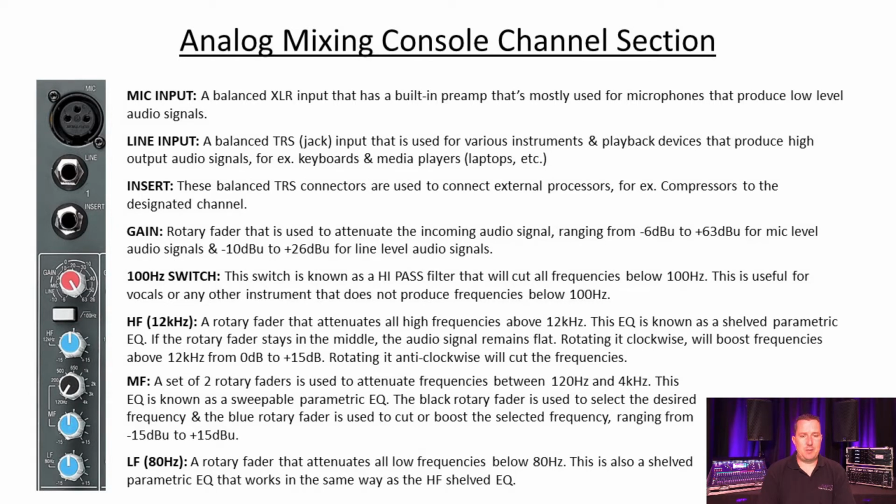The gain below it is a rotary fader that is used to attenuate the incoming audio signal, ranging from -6 dBu to +63 dBu for mic-level audio signals, and -10 dBu to +26 dBu for line-level audio signals.